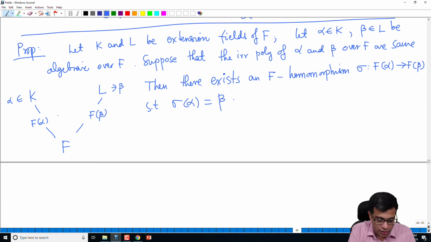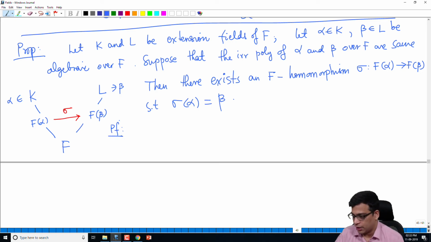So what I am now saying is that there is a map like this, sigma, which is an F homomorphism. That means it fixes F. Every element of F is fixed by sigma and it sends alpha to beta. So this is very easy and let me quickly prove this.